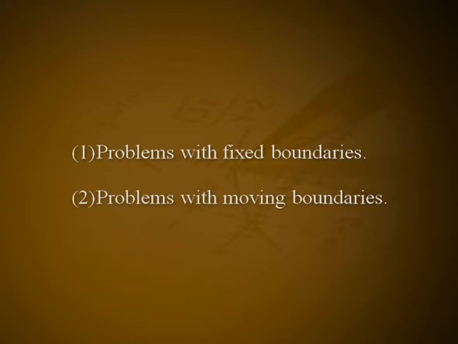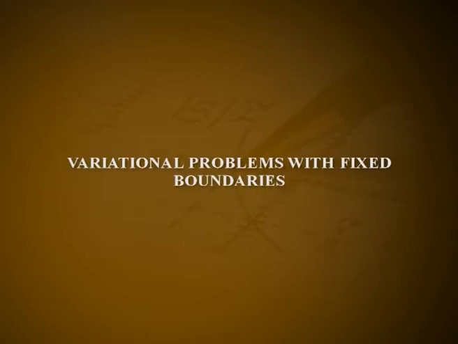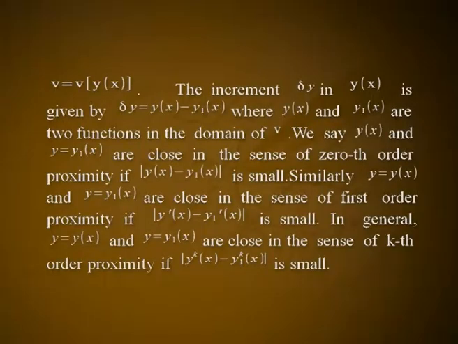In calculus of variations, we will consider two types of problems. First, problems with fixed boundaries, and second, problems with moving boundaries. Let us first take problems with fixed boundaries. Variational problems with fixed boundaries. Let us first consider some fundamental properties of functionals. Consider a functional v equal to v of y of x.